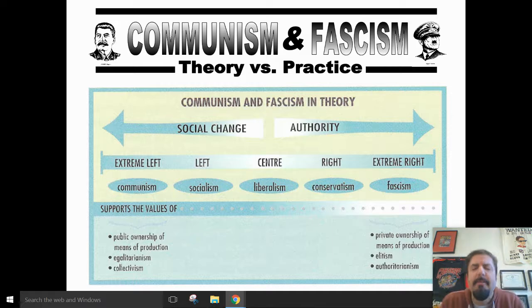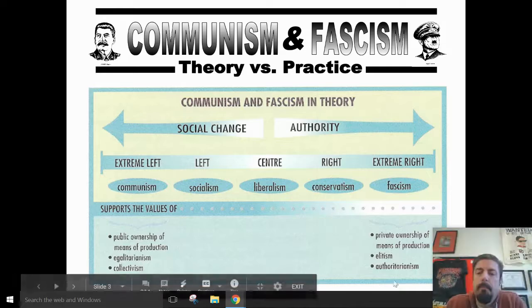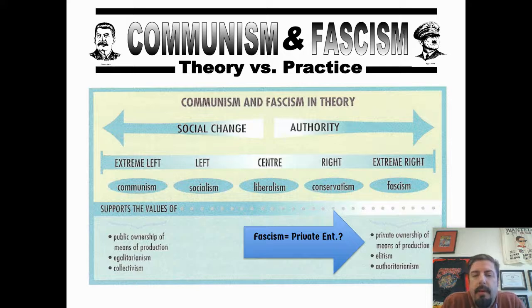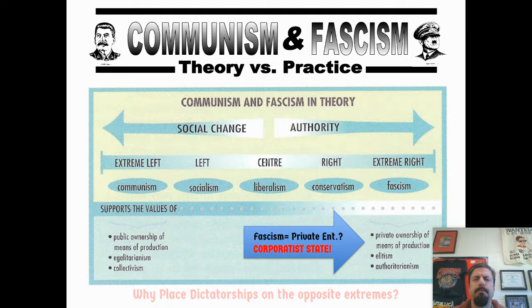Fascism certainly preaches elitism, that there are just some people better than others. But if you look at the dictatorship of the proletariat under communism, there was also an elite group. In theory, communism preaches collectivism, but they were certainly authoritarian, especially under that said dictatorship of the proletariat. Like I said, is fascism always private enterprise? I would argue it's a corporate state. Do some research on what a corporate state is, and try to compare that to private enterprise, and you'll see that there are quite a few differences.